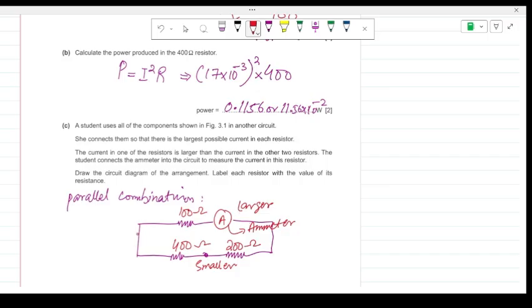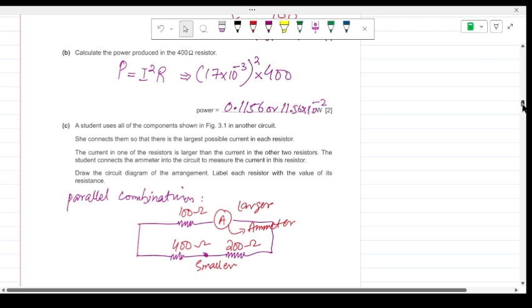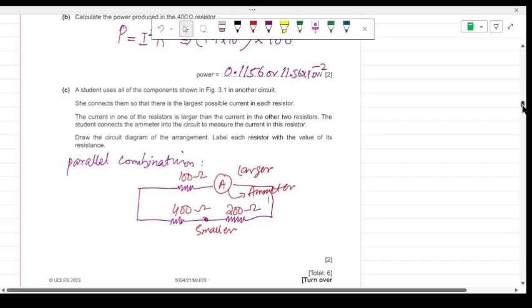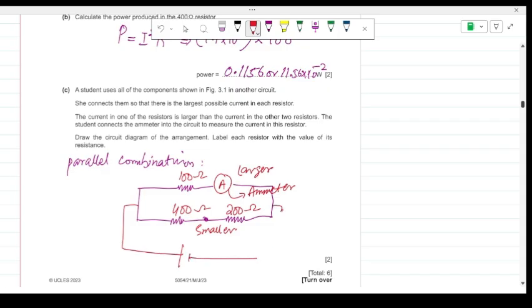Now we have to add the supply as well in order to draw the currents. So we can add it like this. This is our battery, a 12-volt battery, and this is the whole formation of the circuit. So moving on to our next question.